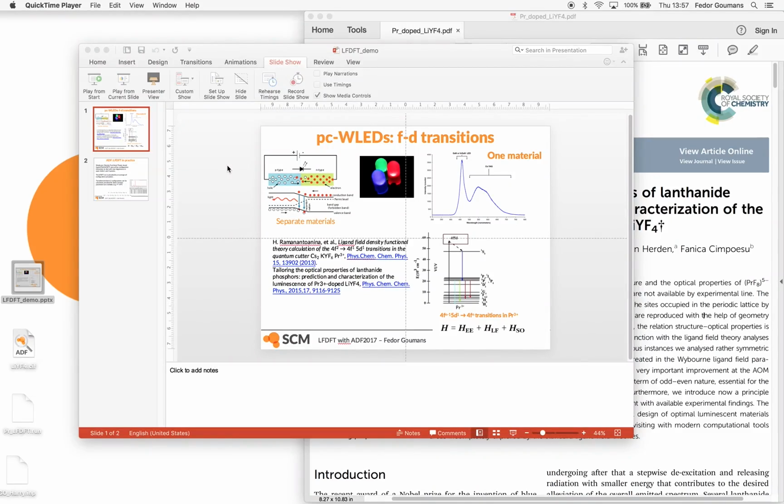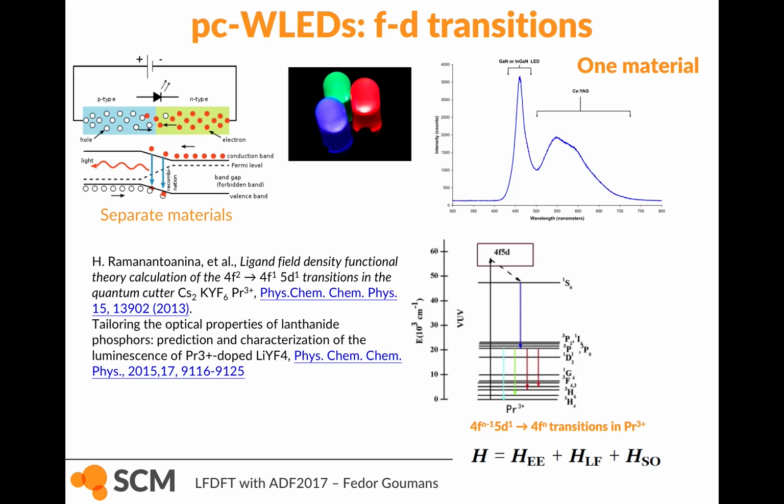Hello, today I would like to demonstrate to you an exciting new feature in ADF 2017, Ligand Field DFT, combining features of ligand field theory with density functional theory, essentially doing a configuration interaction inside the active space of the partially filled orbitals. As such, it allows you to deal with particularly difficult configurations, partially filled F and D orbitals. And one nice application of that is for phosphorescence converted white LEDs. And so I'll explain a little bit how that works.